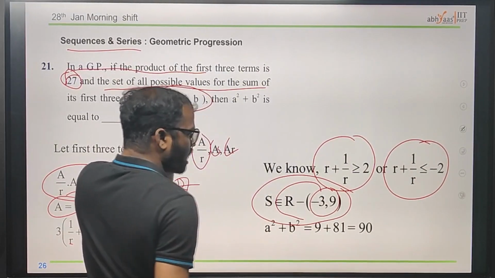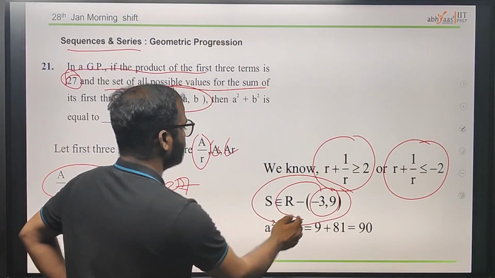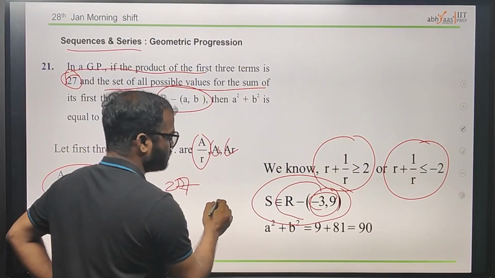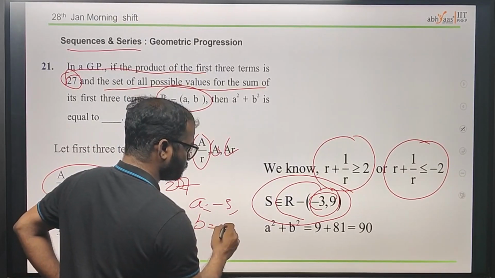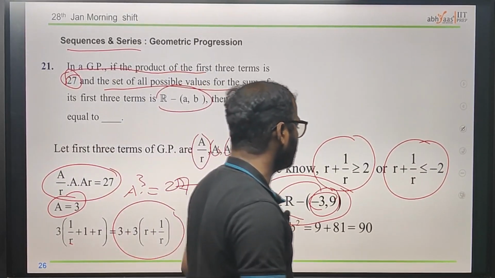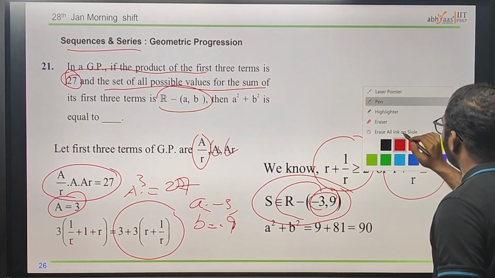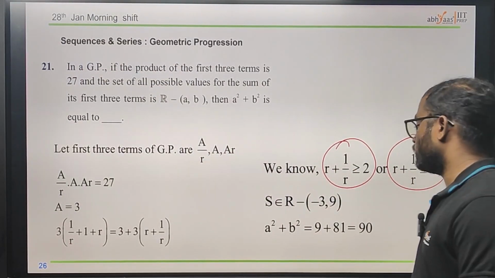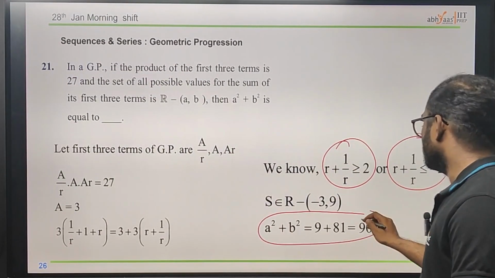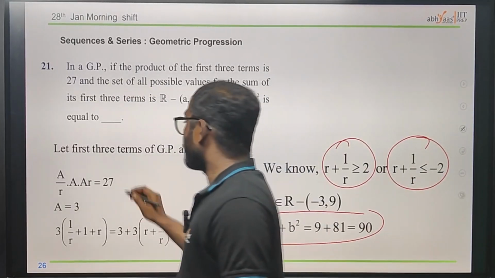Okay, in between we don't have any values. For that reason, this AB will be minus 3, and B will be 9. In the region we need to remember this one, this one and this one. I hope you understood. After substituting those values, we'll get 90 as the answer.